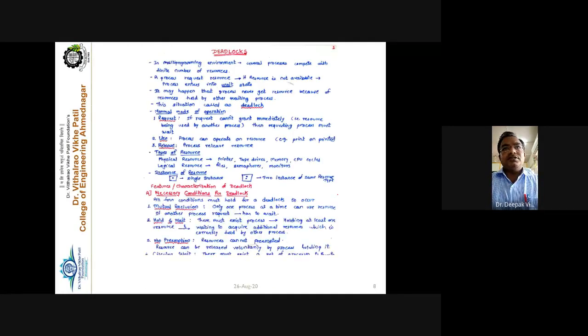Okay, so the next topic in this 3rd unit is called deadlock. Today we are just going to see the introduction to deadlock. So what exactly is the meaning of deadlock?